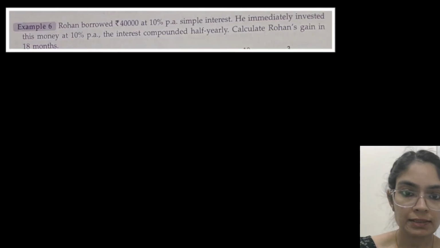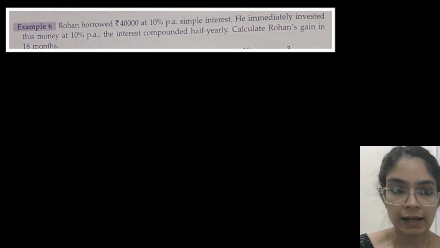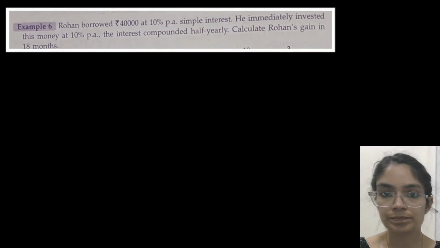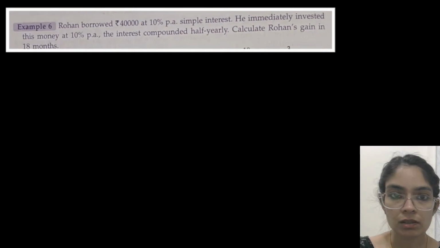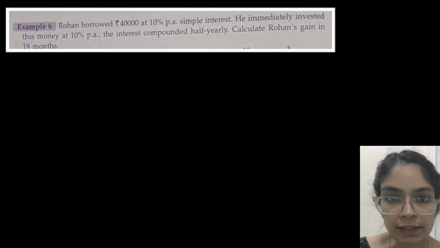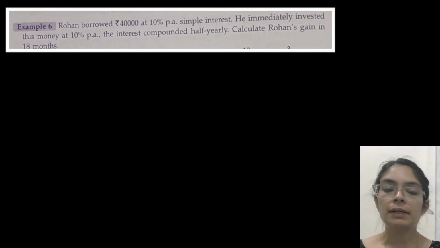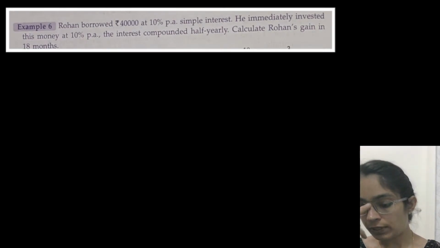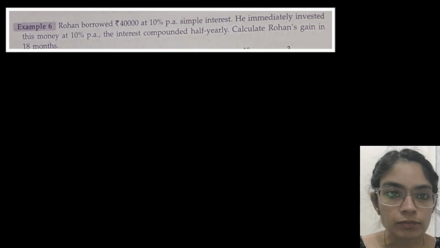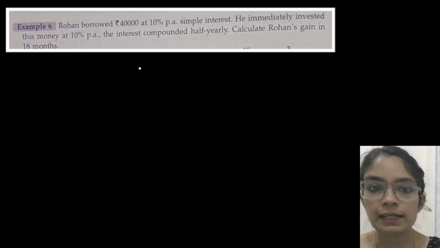Let's do one last question for today's class. So question number 6, because it's already 9:50. Let us do one question. This type of question we have already done, but it's a bit different than the previous question. Same thing is happening here. A person is borrowing and immediately he is investing.